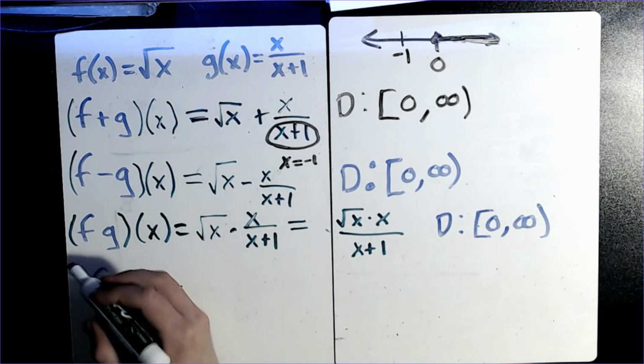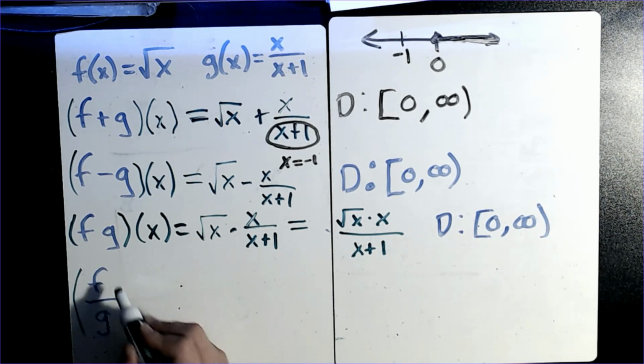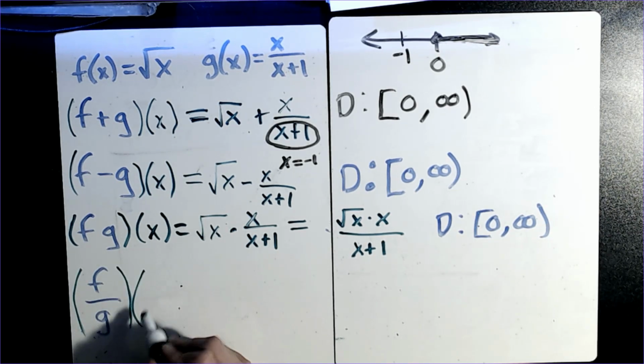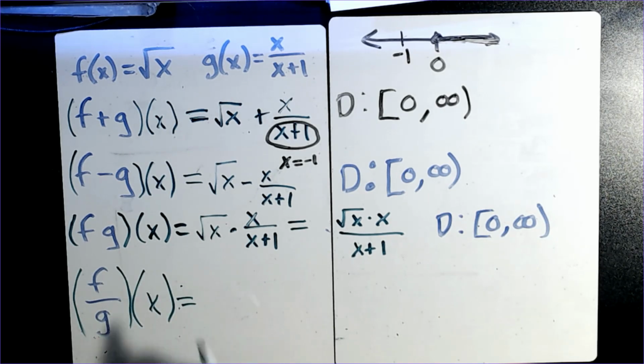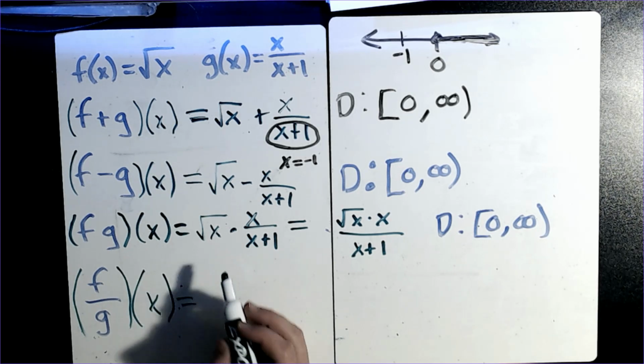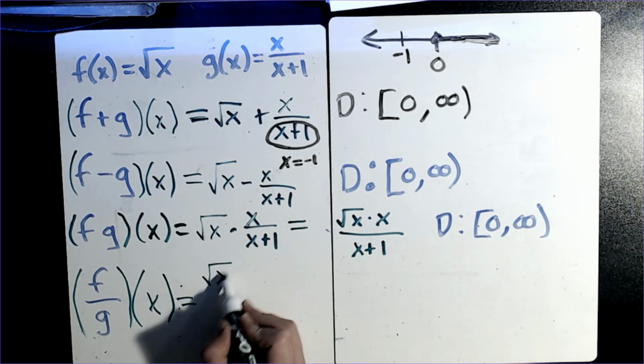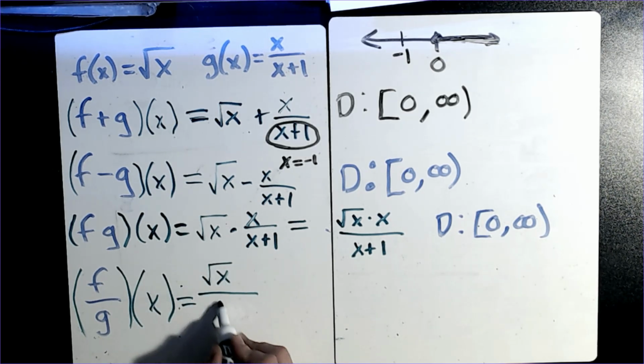Lastly, let's do a quotient. So f divided by g of x is equal to just a division of the two functions. So f is square root of x divided by x over x plus 1.